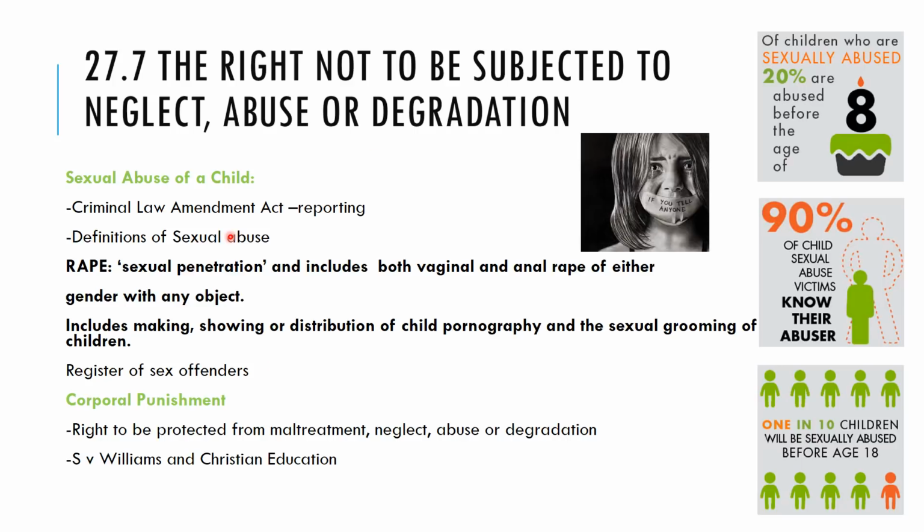Part of the physical abuse of a child is corporal punishment, something that is quite widely practiced in South Africa amongst many different cultures. The Court in State v. Williams and State v. Christian Education Act found that corporal punishment is unconstitutional because it is against the right of a child to be protected from maltreatment, neglect, abuse, or degradation. So legally, no physical abuse can ever be committed against a child. Any type of punishment which requires physical abuse, even just the lashing, is still corporal punishment and is still illegal.